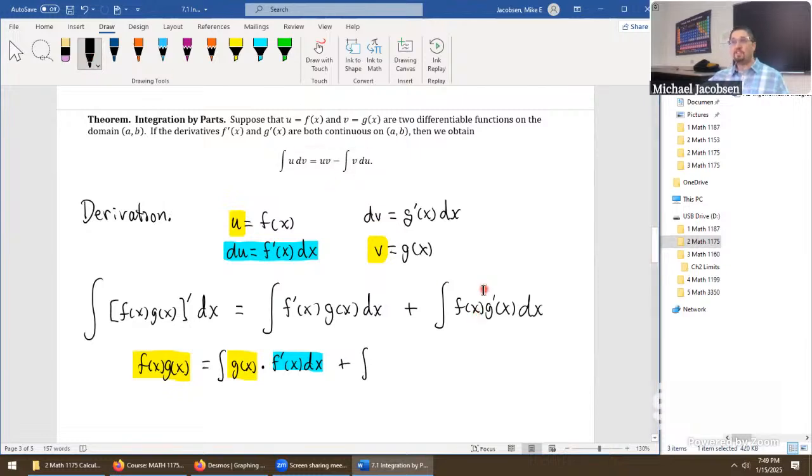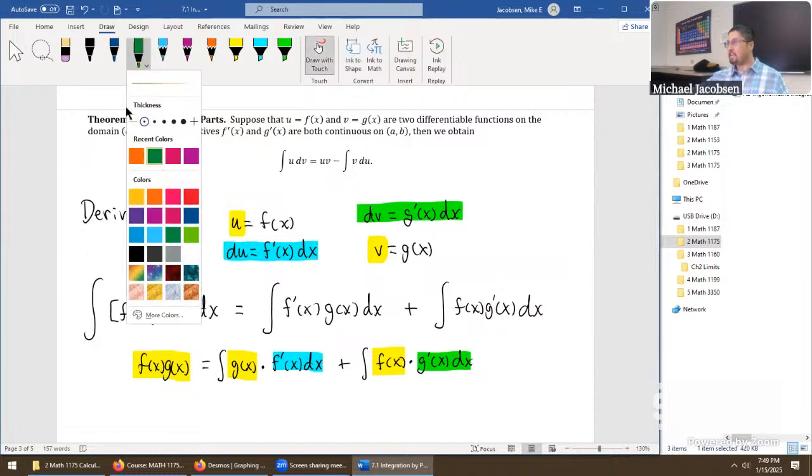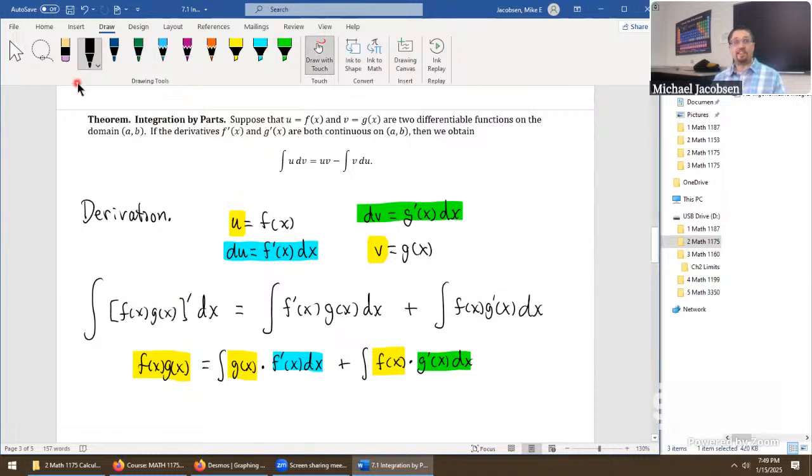This one's already in a decent format, but just for parallelism, let's write it down again. f of x times g prime of x dx. Like before, this f of x here, we're going to indicate as u, that function. g prime of x dx, this is a differential, dv. So at this stage, we can put everything together.